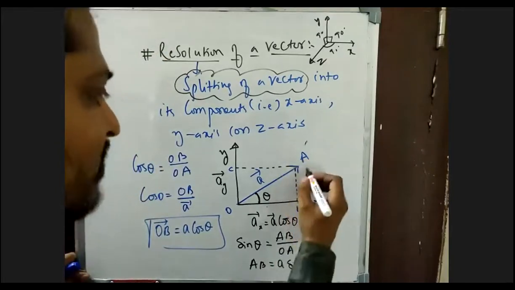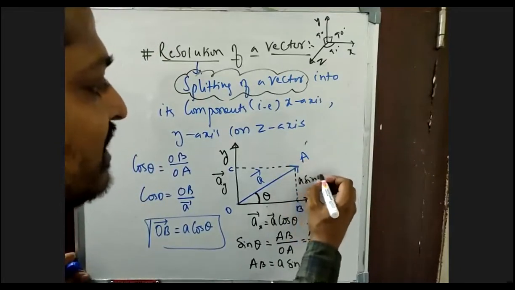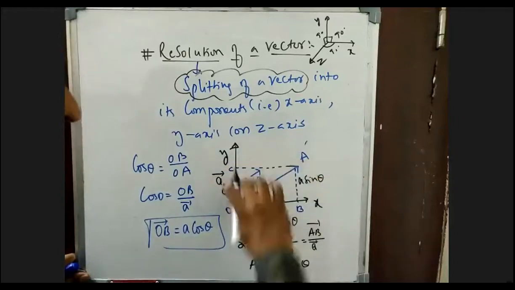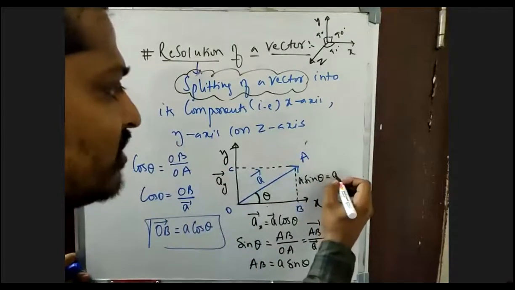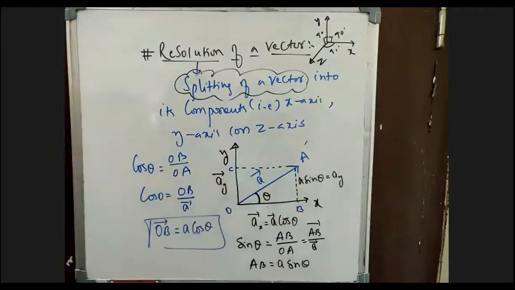That means the AB value is nothing but A into sin theta. These two are parallel, these two are parallel. That means this will be equal to AY. So the vertical component is becoming A sin theta and the horizontal component is becoming A cos theta, part of the relation. Is that clear for everyone?